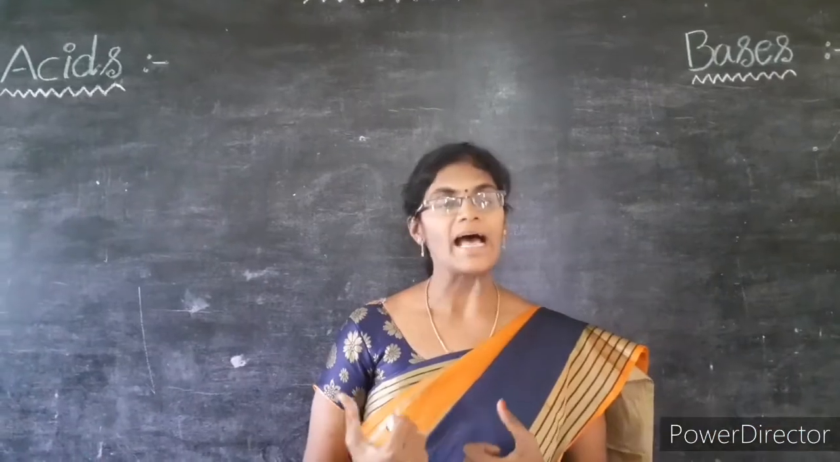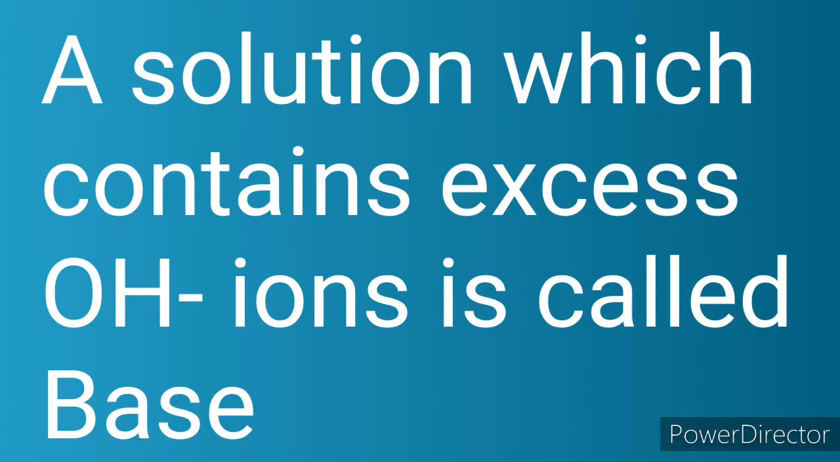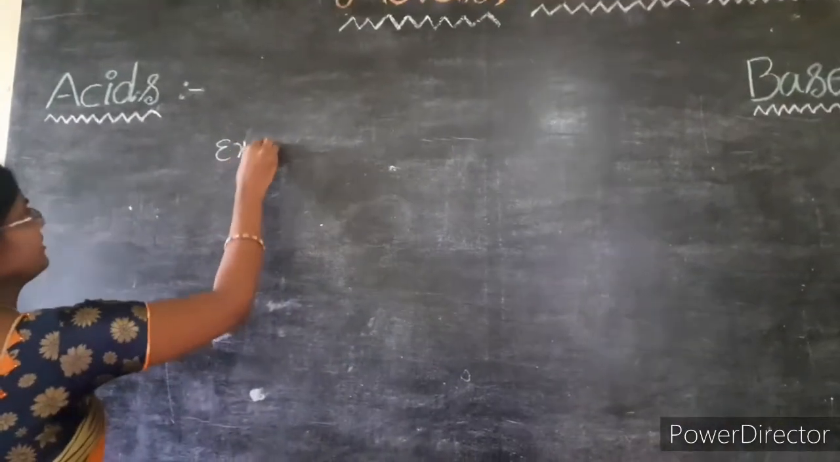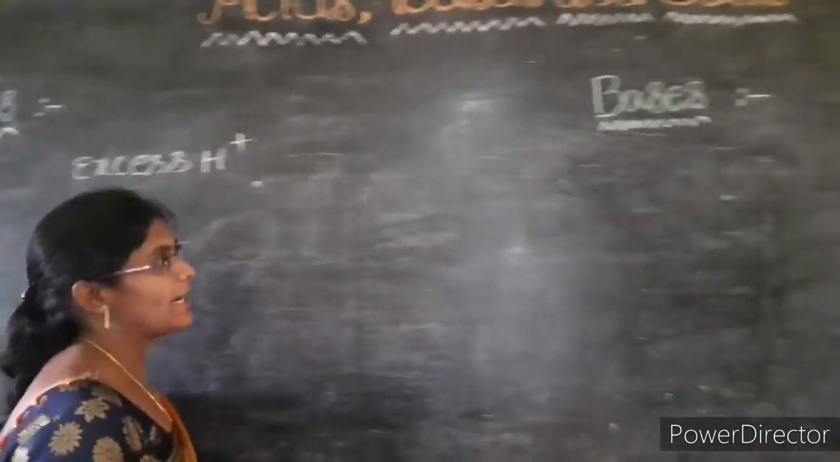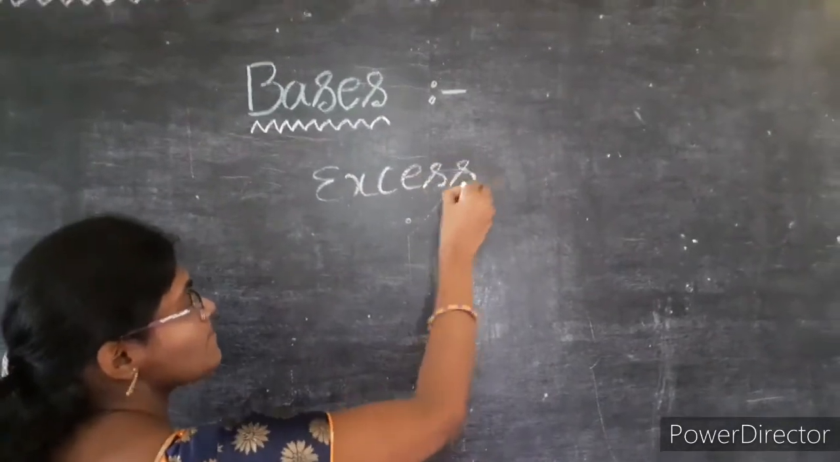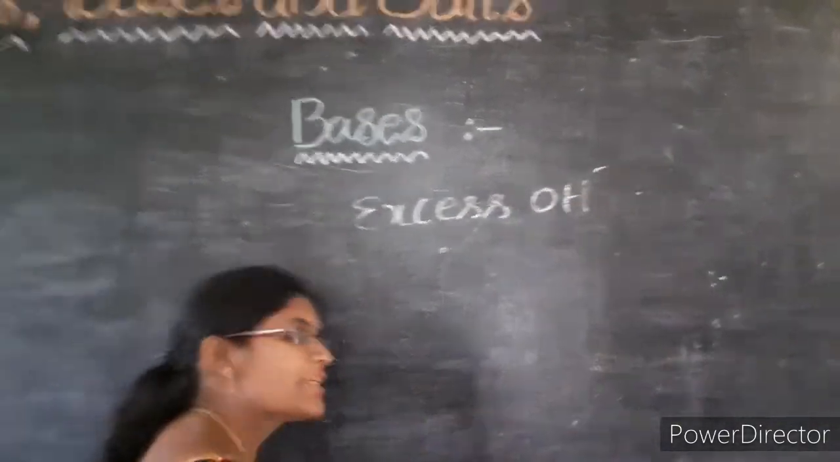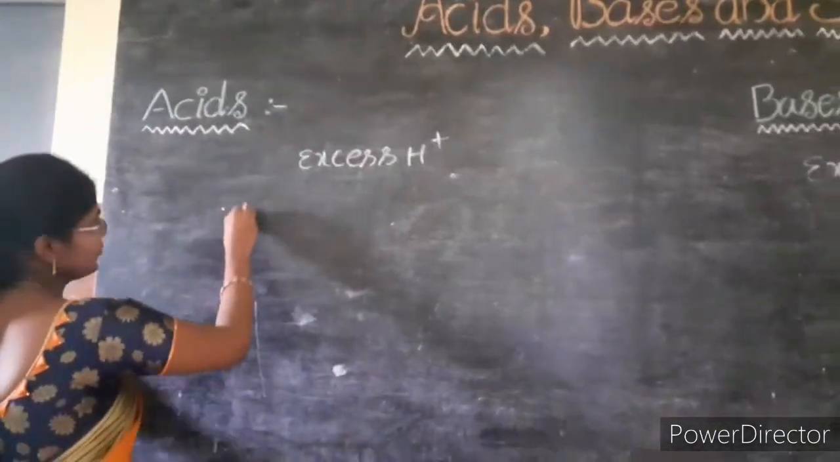We can also define acids as a solution which contains excess H plus ions is called an acidic solution, and a solution which contains excess OH minus ions is called a basic solution. Acids contain excess H plus ions and bases contain excess OH minus ions. So I'll explain this very clearly to you.